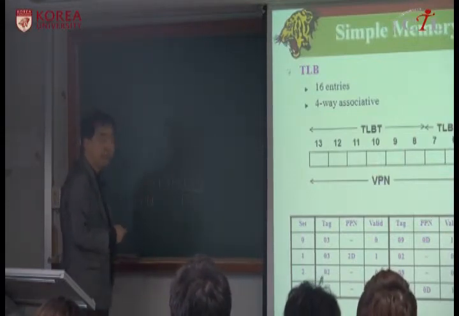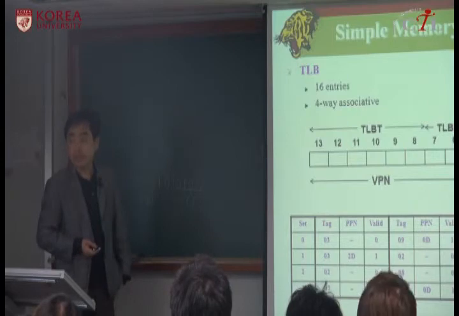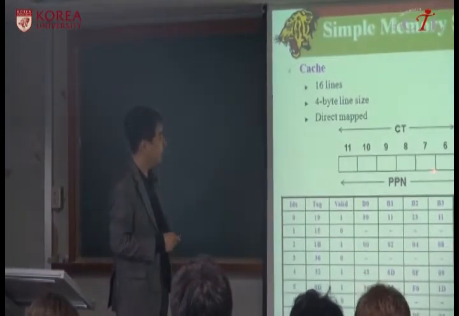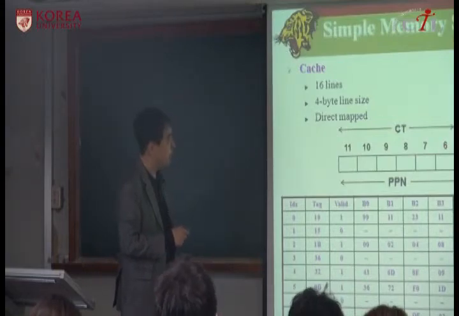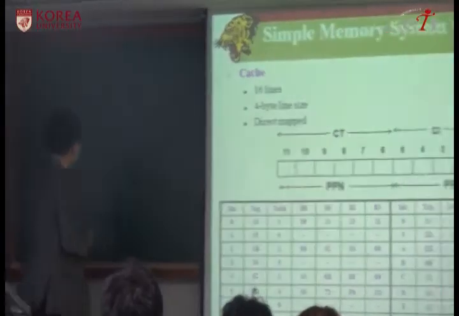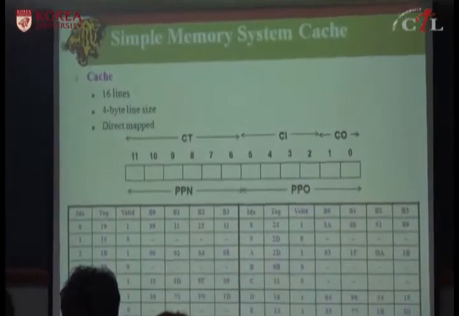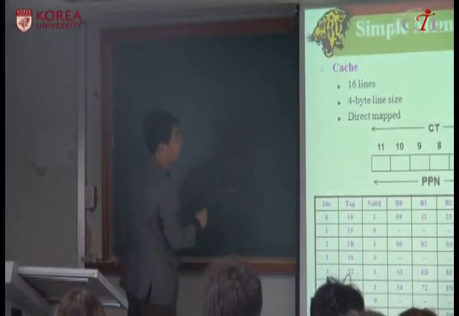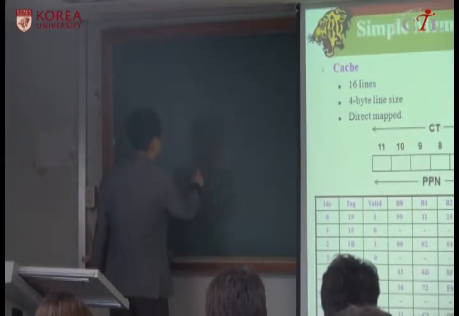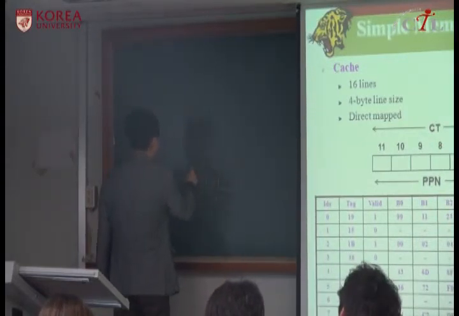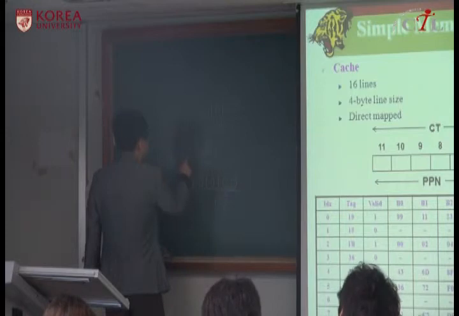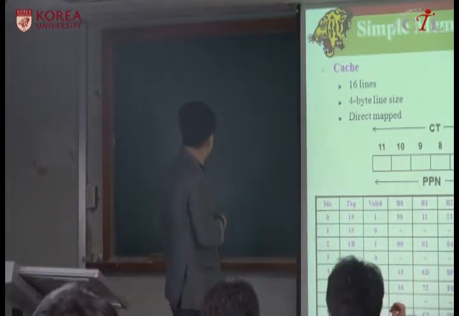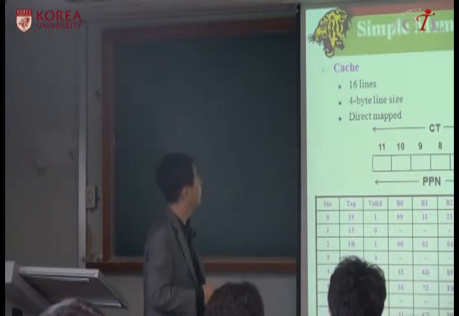From here, you generate cache index, tag, and offset. Okay? Cache tag is 6-bit, index 4-bit, block offset 2-bit. So this is block offset, and next 4-bit is cache index, and this is tag. Okay, so the index means 5.